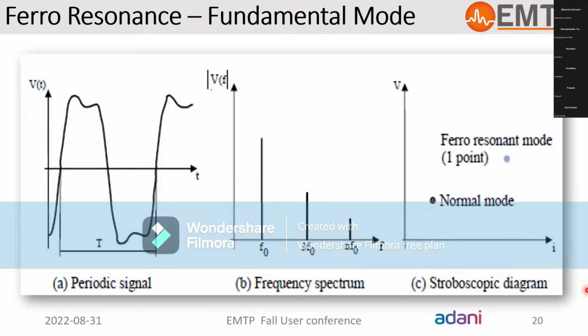In the fundamental mode, the ferroresonance has the same period T as the power system, and the frequency spectrum of the signal consists of the fundamental frequency component, which is dominant, followed by decreasing odd harmonic components. So the fundamental is maximum, then third, fifth, and seventh, followed by the nth odd harmonic. In addition, this type of response can also be identified using a stroboscopic diagram, which can be obtained by the simultaneous sampling of the voltage V and current I at the fundamental frequency.